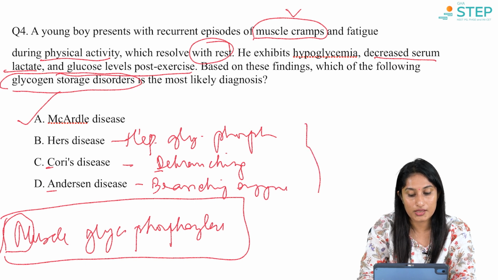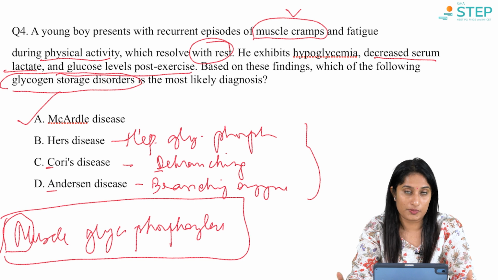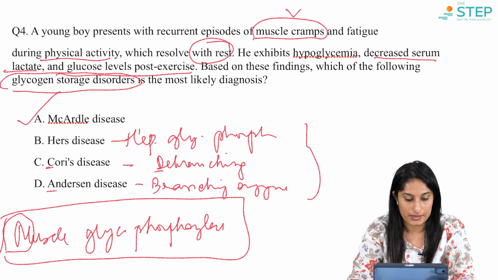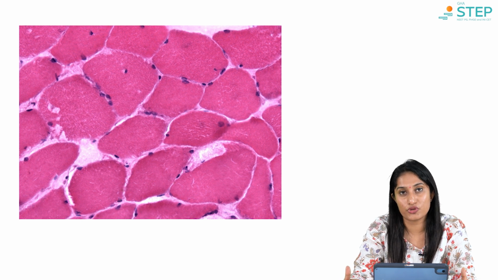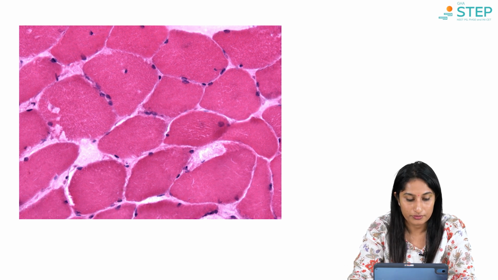So, none of these are to do with the muscle glycogen metabolism. So, the correct option should remain as McArdle disease. So, this is how the muscle stores the glycogen in case the enzyme is deficient. This is how it is going to look under the microscope.